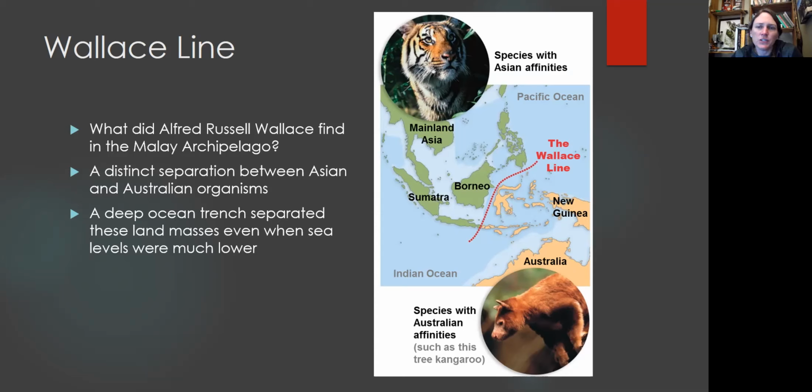And this ocean trench separated these land masses even during times when the sea levels were much lower. And so when sea levels were much lower, organisms were able to move around among all of these islands kind of equally, but they weren't able to cross the Wallace Line. And so that's why we see this really interesting separation between marsupials in Australia and parts of Indonesia, and then other organisms in the more kind of Asian group.